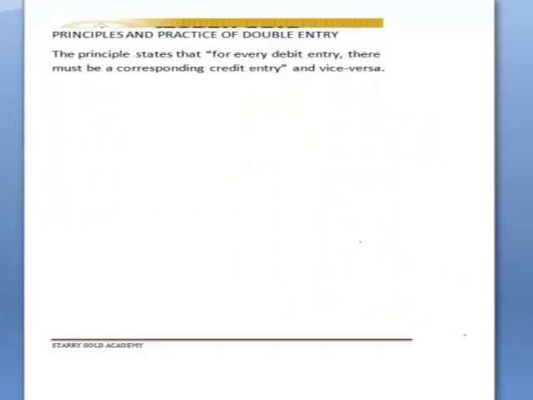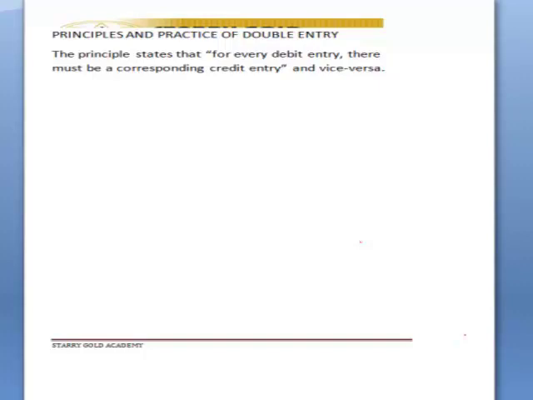Having concluded the questions on the accounting equation, it is necessary that we look at the golden principles, that is the principle and practice of double entry. That has been the basis of accounting. Now the principle states that for every debit entry there must be a corresponding credit entry, and vice versa. What we mean here is that for every debit entry, a corresponding credit entry must be made, and for every credit entry there must be a corresponding debit entry as well.